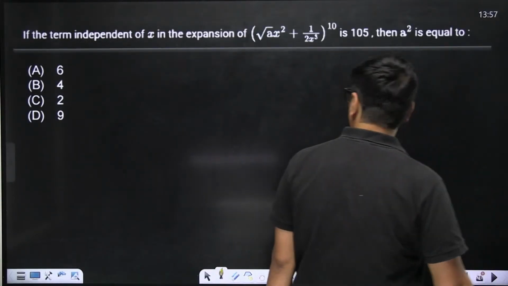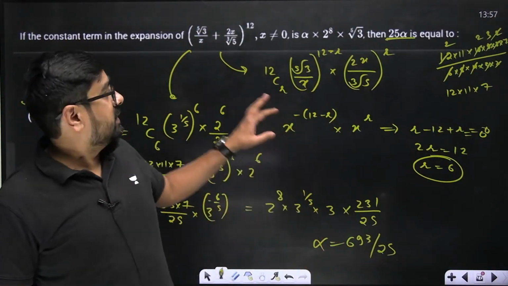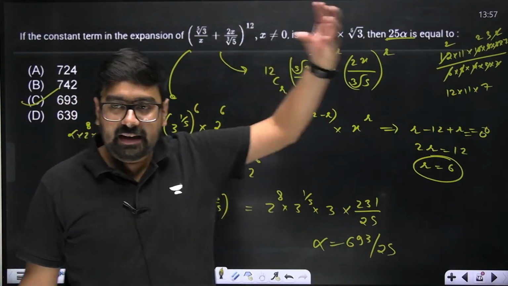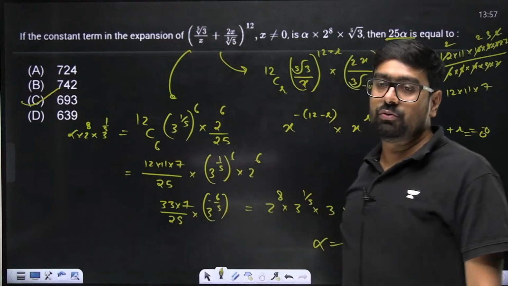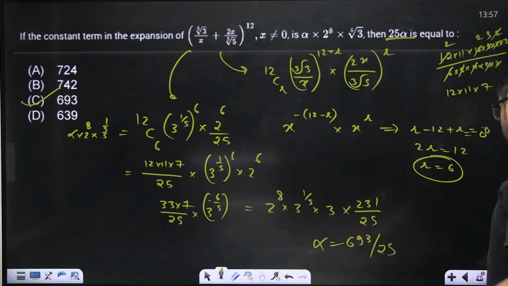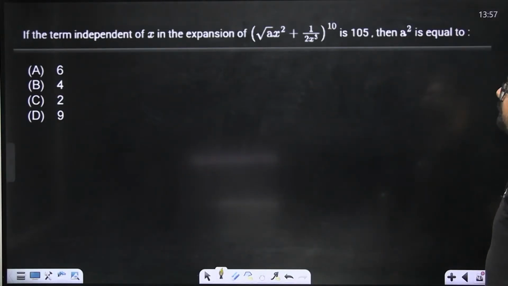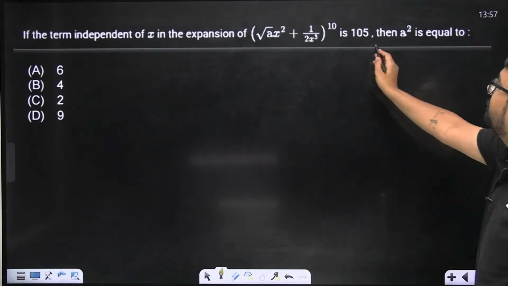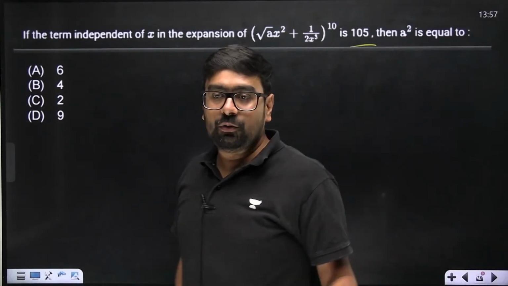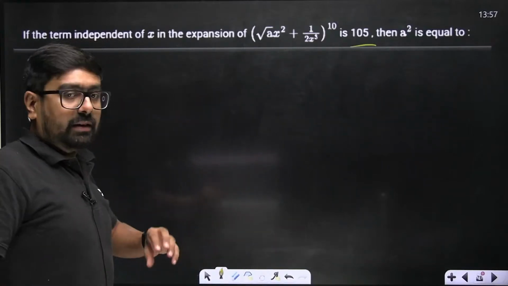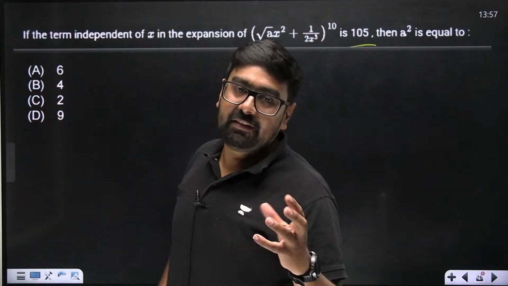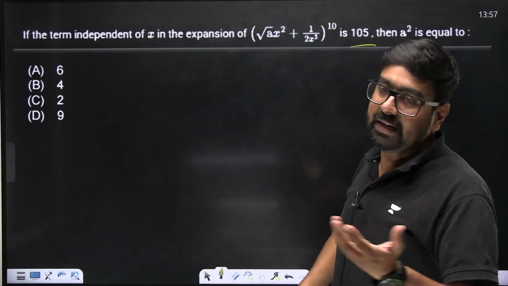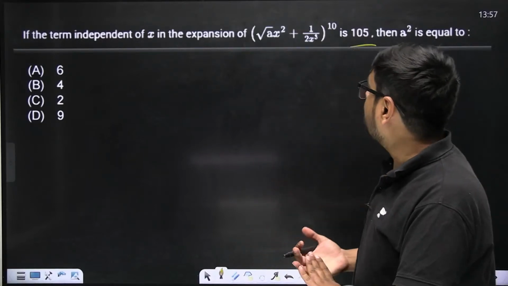Any doubt, anything, any problem in this question? In this type of question, term independent of x, find the x power and make the exponent equal to 0. Simple approach. Again, if the term independent of x is given to you, then find a square. Easy. Try to do this on your own. But the term independent of x is a favorite question of JEE. This keeps on repeating in JEE. Remember that.